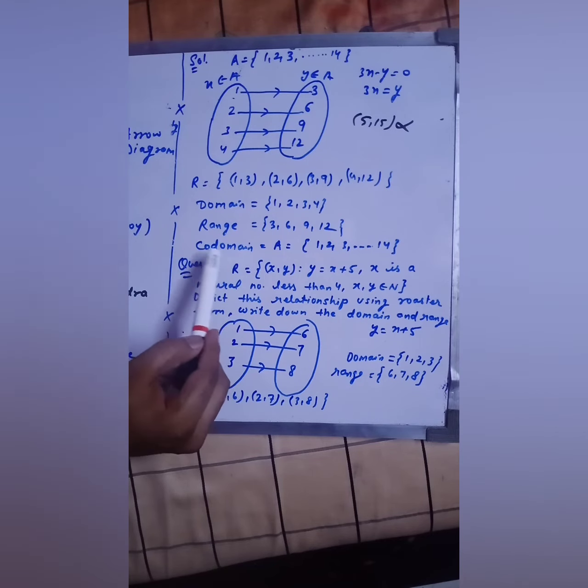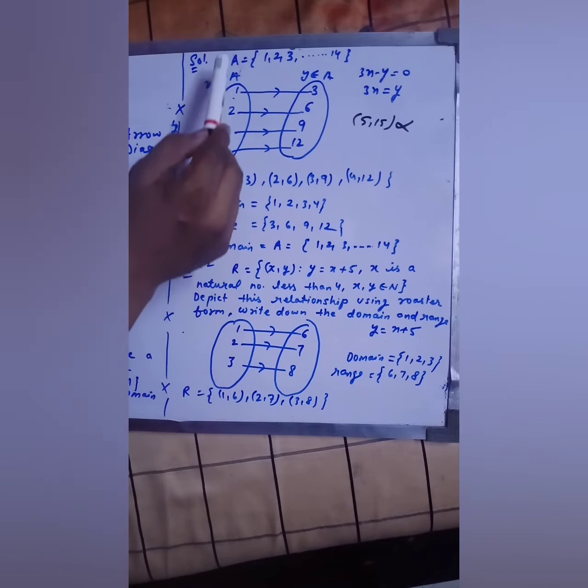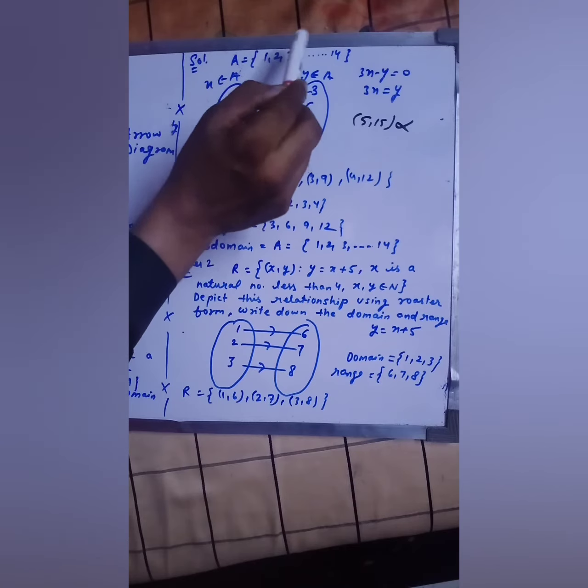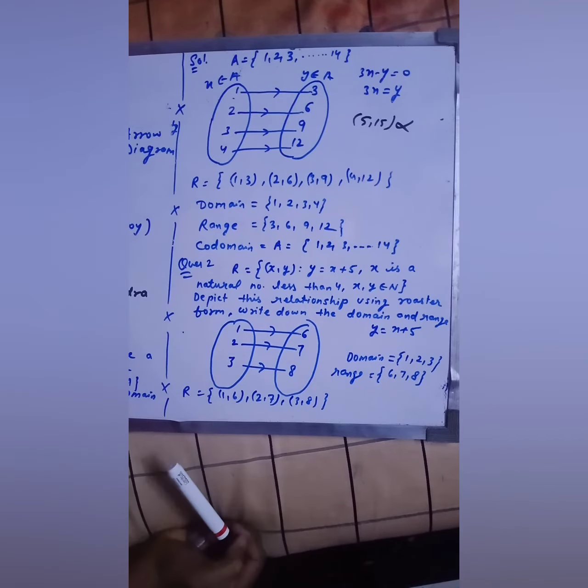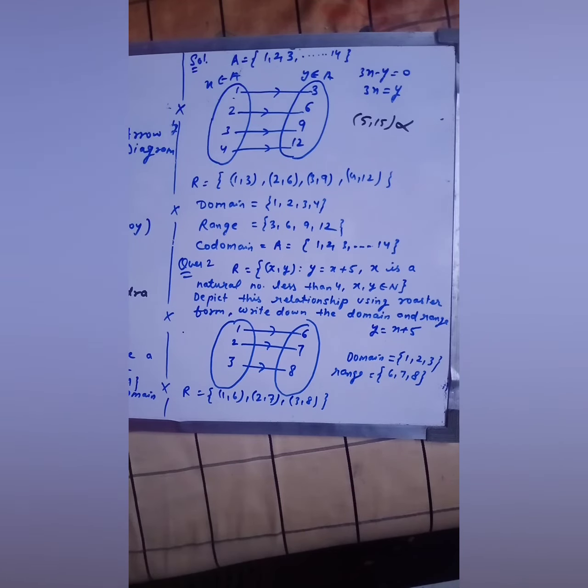And the codomain is the whole set A. In codomain, you will take the whole set of values which is given to us. So this is how we can find out the domain, range and codomain and relation of any function using an arrow diagram.